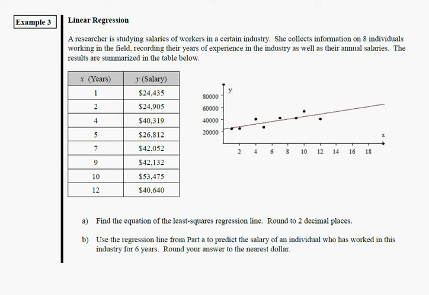In example 3, we have a researcher who is trying to study salaries of workers in a certain industry. So she collects information for 8 individuals who work in that industry, and for each person, the researcher records the number of years that they have worked in that industry, as well as their annual salaries. And the results are summarized in the table shown here.